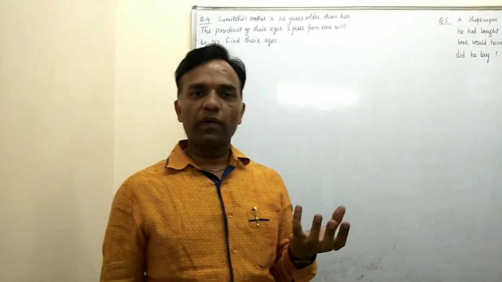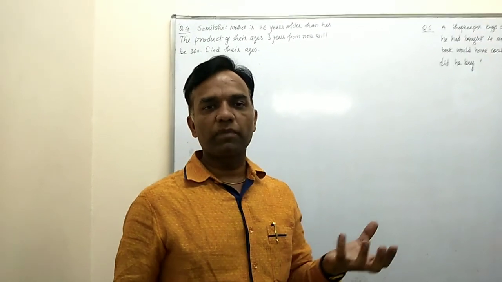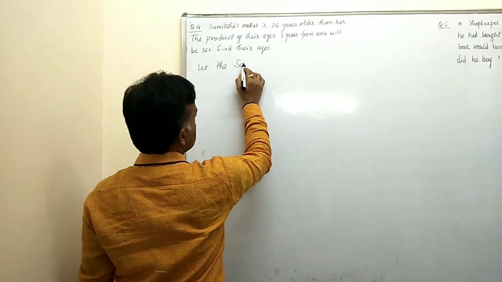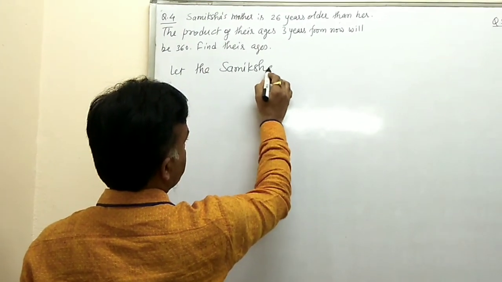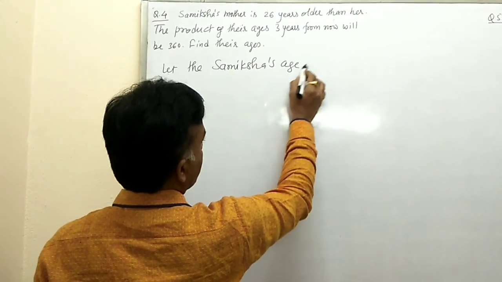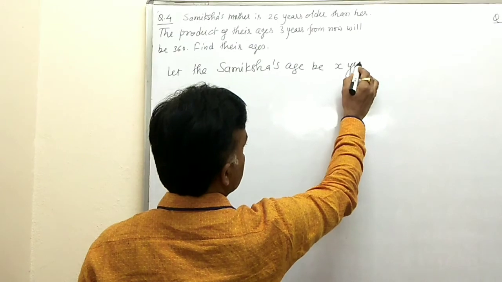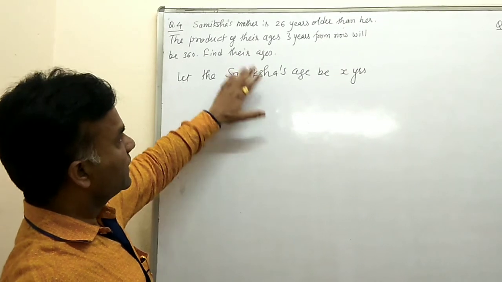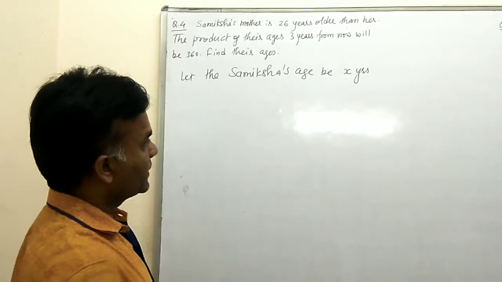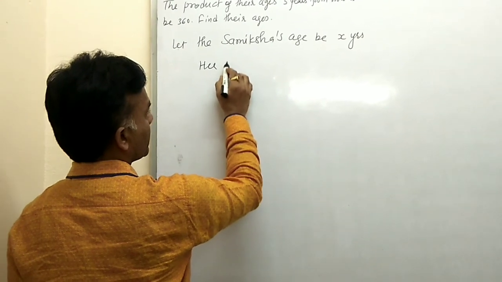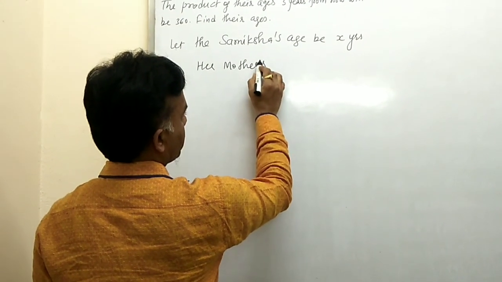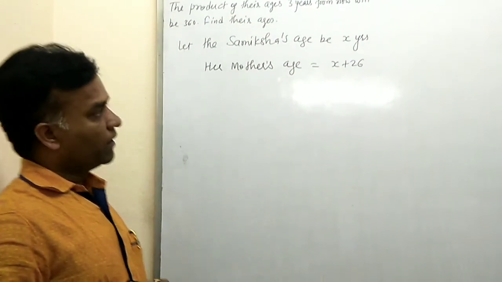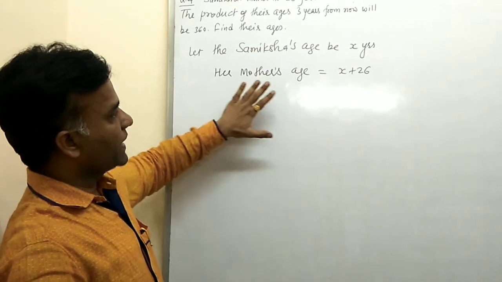Their mother's age is compared with Samiksha's, so Samiksha is important here. So first we assume the age of Samiksha to be x here. So you write down: let Samiksha's age be x years. Okay, so now one point we got, because we know Samiksha's age, her mother's age we get directly. So her mother's age equal to x plus 26. Okay, so now we have both the ages, the age of Samiksha and the age of her mother.